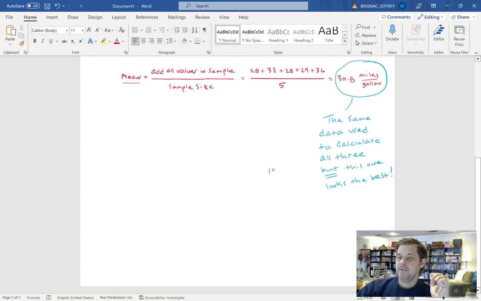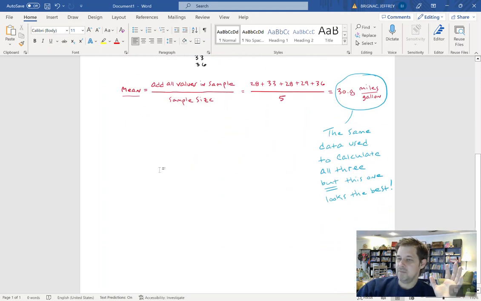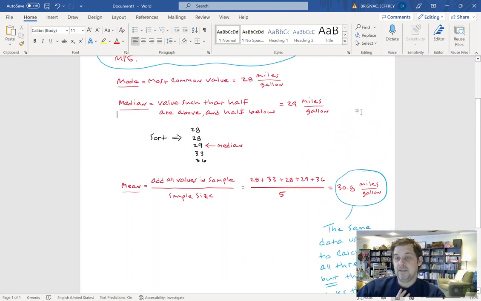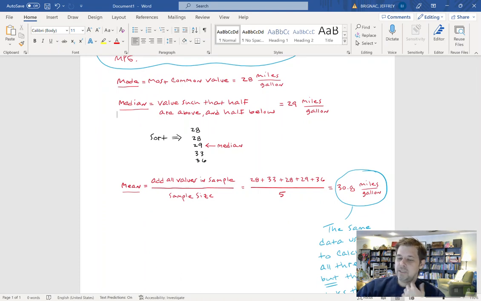Now, I used the same data to calculate all of these. I looked at exactly the same numbers. You calculate them all differently, but they use the same numbers. But this one looks the best, at least compared to these two. All right, but let's look at it a little further.